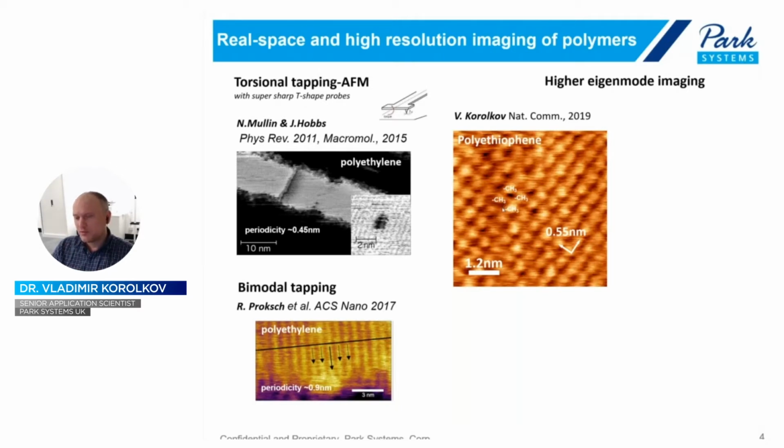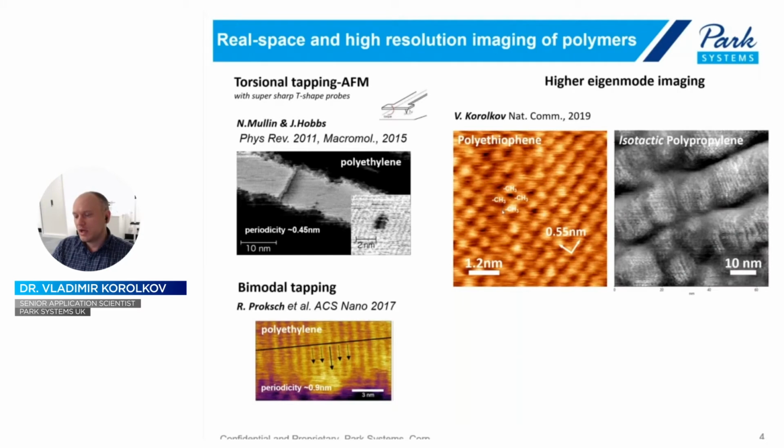But as I showed you previously, we can equally use that technique on different types of polymer. Here's an example of isotactic polypropylene, and you can see polymer chains separated by about 1 nanometer distance. You can see nice loops, for instance, here, and in the previous image I showed you on the previous slides.